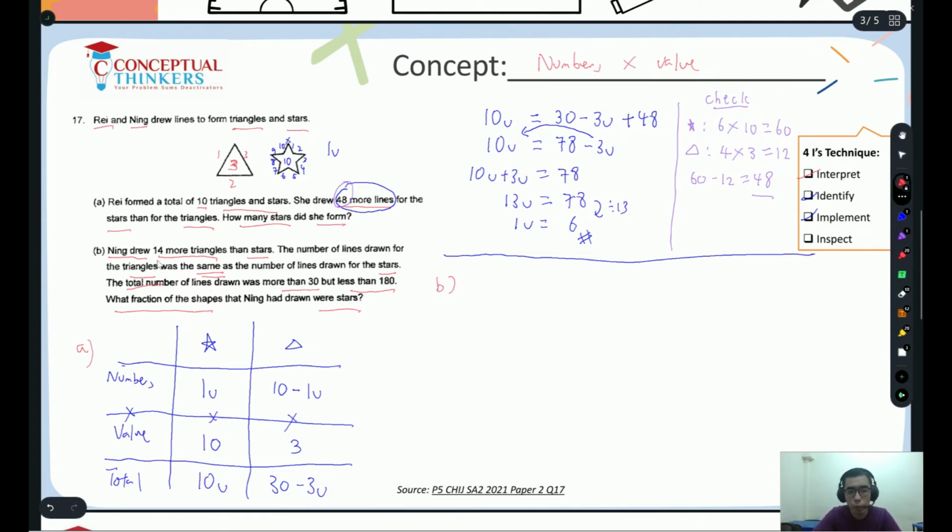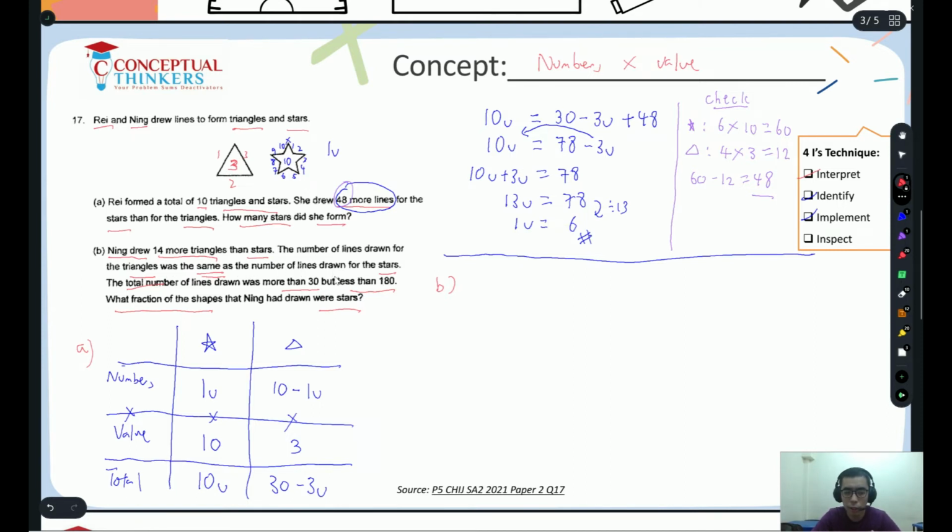Okay, part B, we do know that there are 14 more triangles. Please take note that the situations for A and B are two different stories, so don't combine or mix up both of them. Just focus on part B now and ignore your part A. Now we know that Ning drew 14 more triangles than stars. Okay, and the interesting part is the number of lines drawn for the triangles will be equal to the number of lines drawn for the stars.